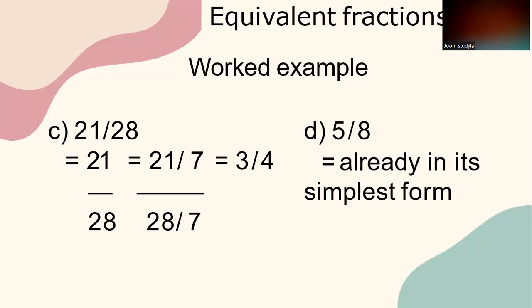And finally, you have the equivalent fraction 5 over 8. So 5 over 8 is already in the simplest form. You can't find any number which can divide both the numerator and denominator.